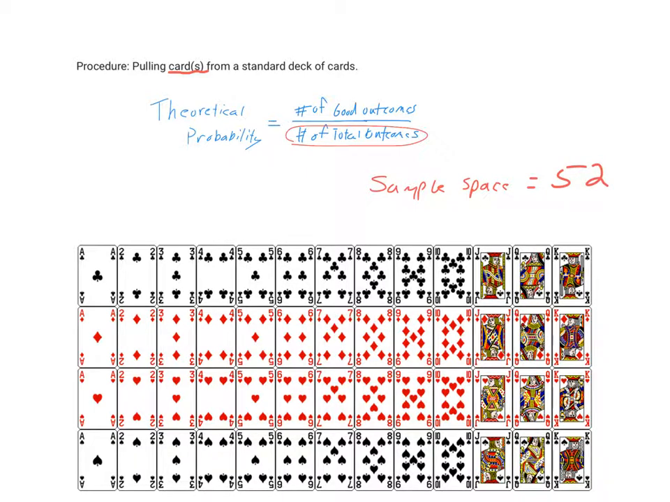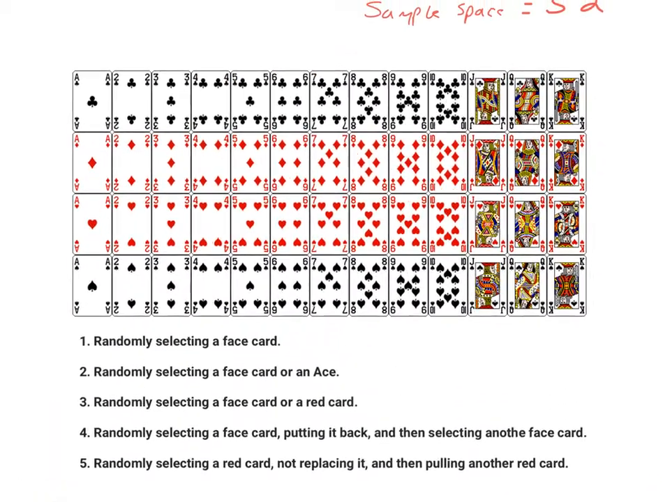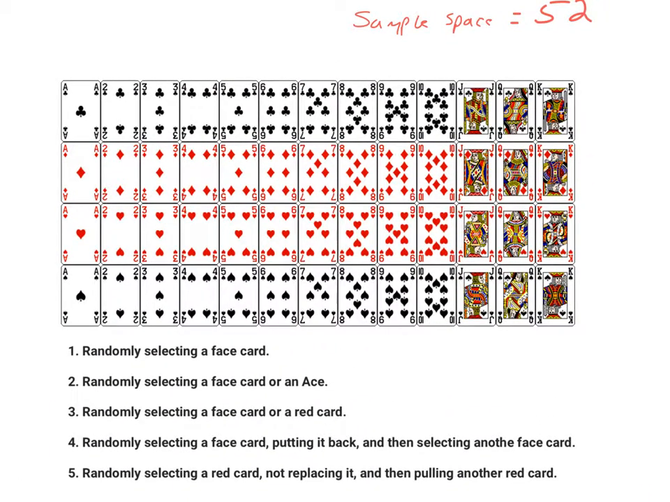All right. So the 5 problems that I'm going to look at are going to be randomly selecting a face card, randomly selecting a face card or an ace, randomly selecting a face card or a red card, randomly selecting a card, putting it back, and then selecting another face card. And then the last one, randomly selecting a red card, not replacing it, and then pulling another red card. So what you'll see, hopefully, is that you've got several different probabilities here. And I'm just going to identify which ones we're going to look at.